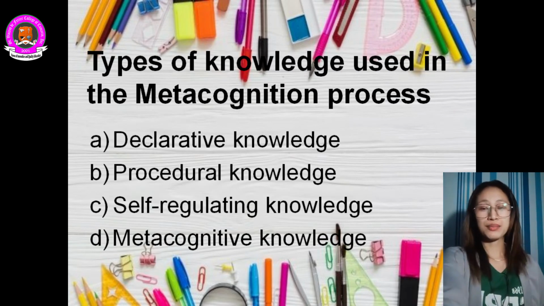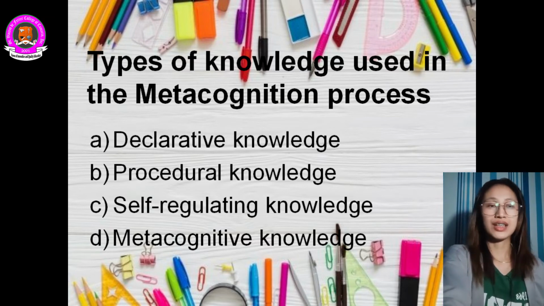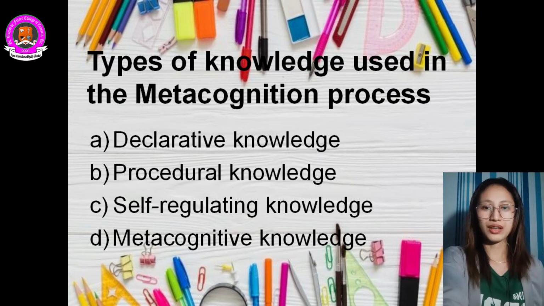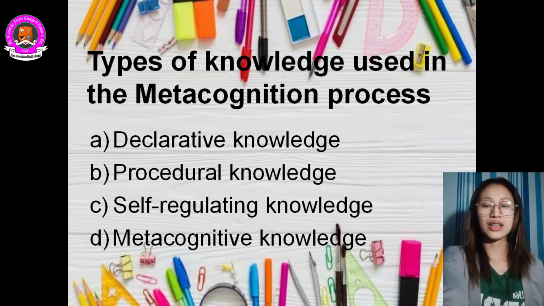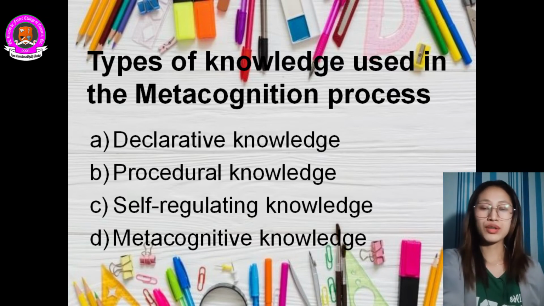Good day, I'm Abigail Rivera and my topic is about knowledge. We have four types of knowledge, which are declarative knowledge, procedural knowledge, self-regulation, and metacognition. But first, we're going to tackle what knowledge is.